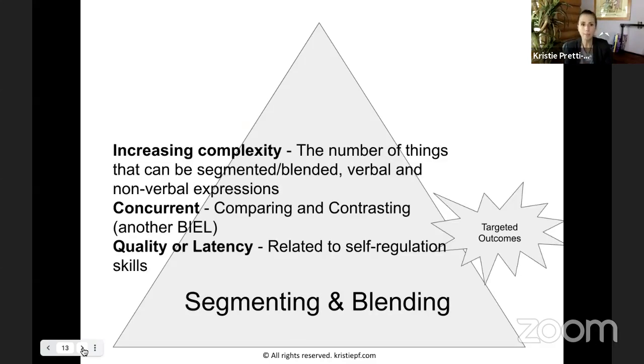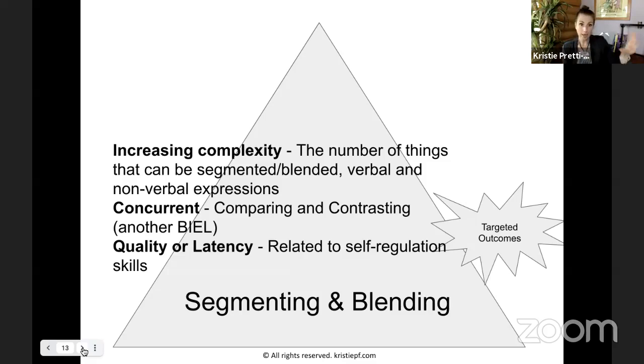For segmenting and blending, we might be in that messy middle and we might say, okay, maybe I'm going to support kids in being able to segment and blend the number of things, or they can do it verbally and non-verbally. That makes it harder, because before they were doing everything non-verbally when they segmented and blended. And now I'm going to up the ante and they have to do it verbally.